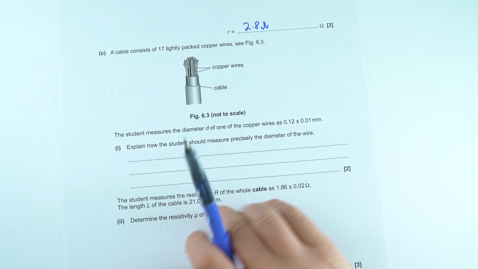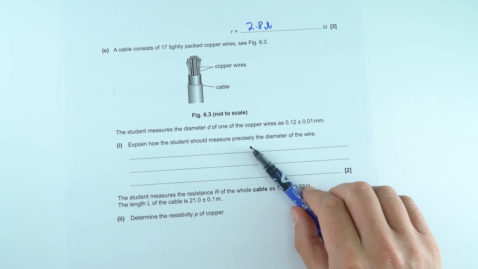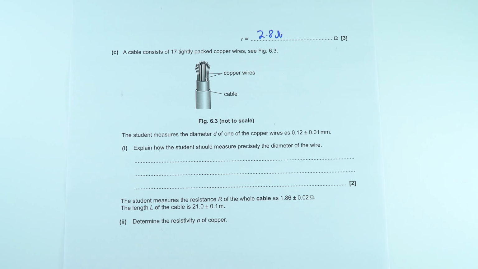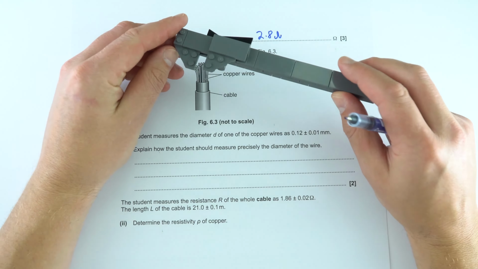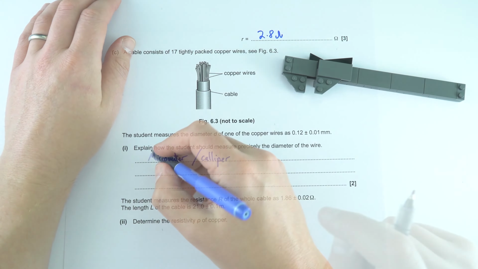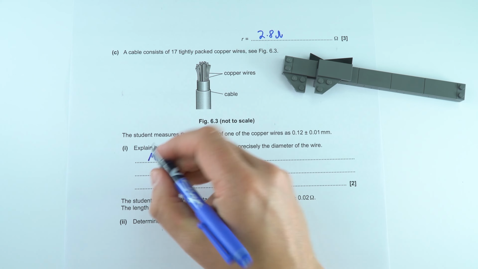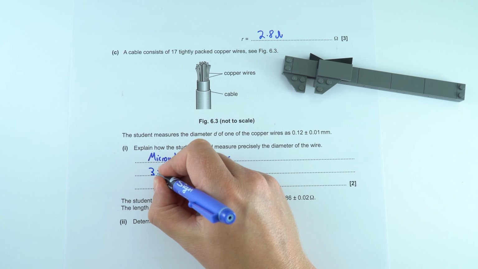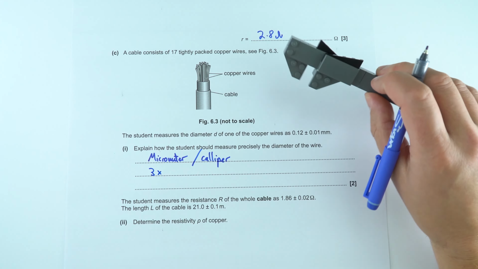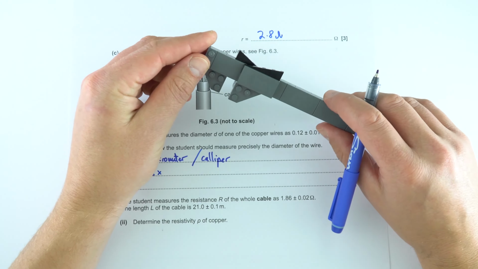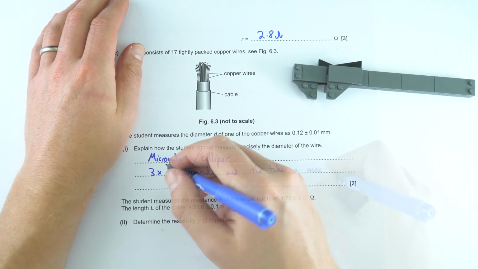Now for the next one, how could the student measure precisely the diameter of the wire? So what we're going to think about here is using some kind of micrometer or caliper, and that will get you a good reading. But what you've got to do is you've got to do it 3 times. And we're looking at, if you have that strand of wire, measuring the diameter in at least 3 different places.